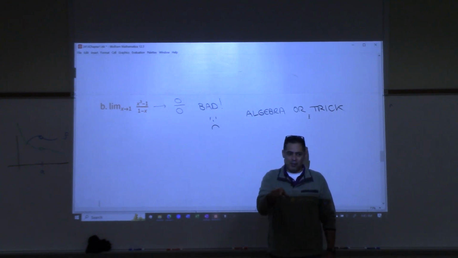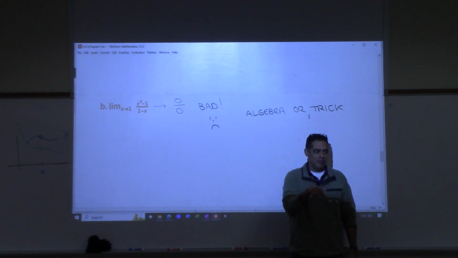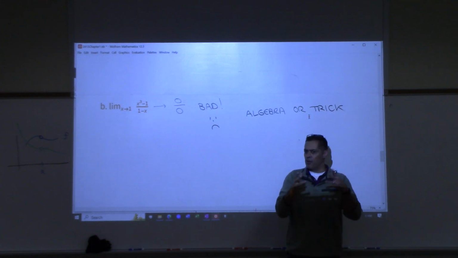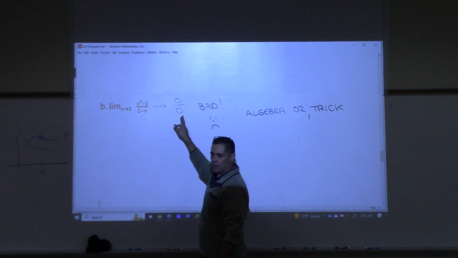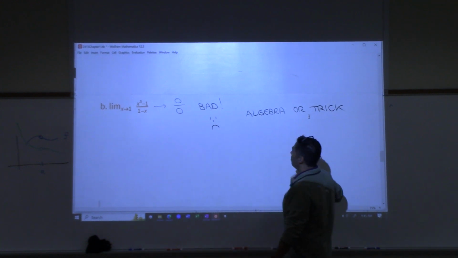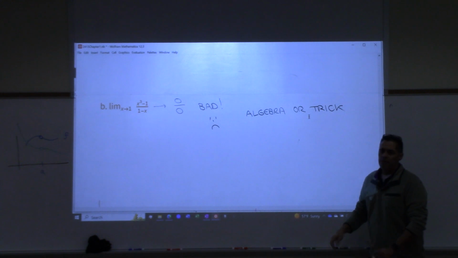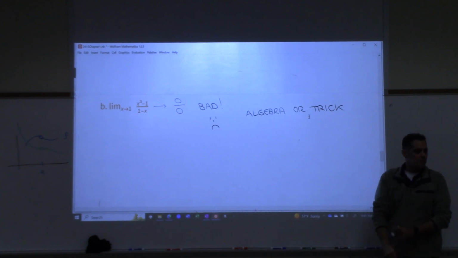But do you see next to 0 over 0 there's a bunch of other ones? All right, stay tuned. That's what the next few weeks are going to be about, what happens when we see all these other weird things. So we're just dealing with 0 over 0 right now. We need to do some algebra or some trick. So here we go. Let's try and do some algebra.